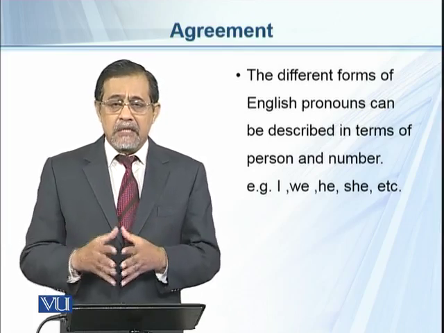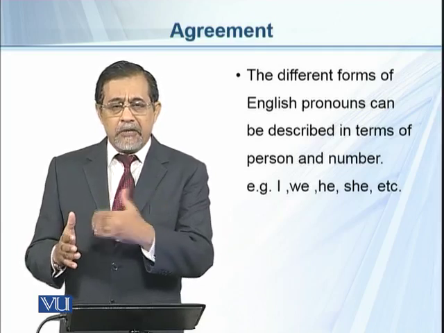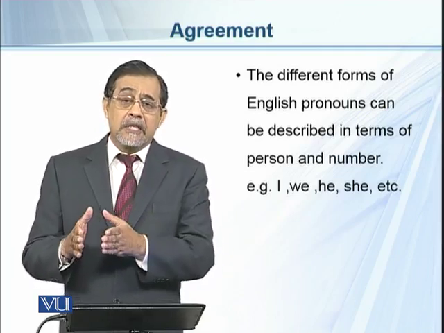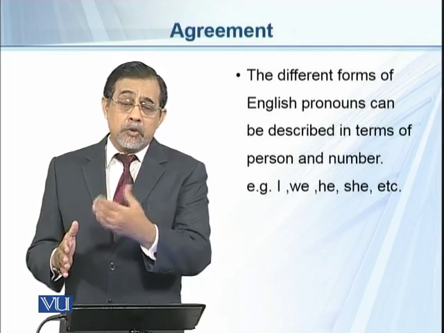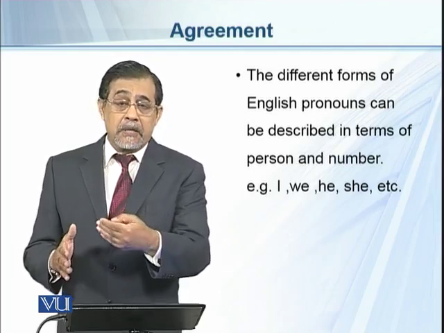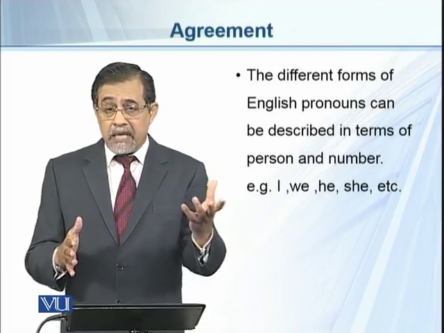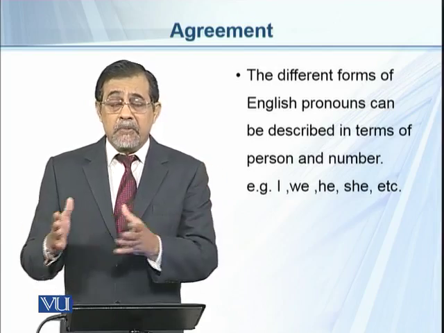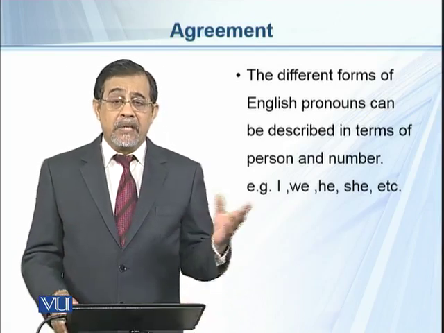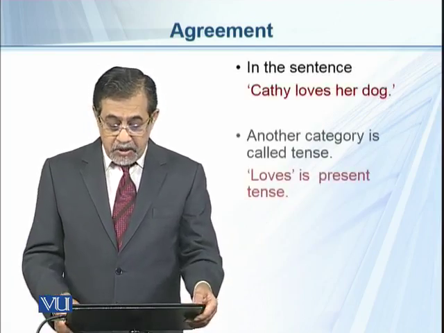So in the very sentence, Kathy loves her dog, we know that her, which is a pronoun that refers to Kathy, is third person, and it is used for a feminine person, right? So we come to know that there must be agreement. As Kathy is a girl, the pronoun used for her is also in agreement with it. So in the sentence, Kathy loves her dog.